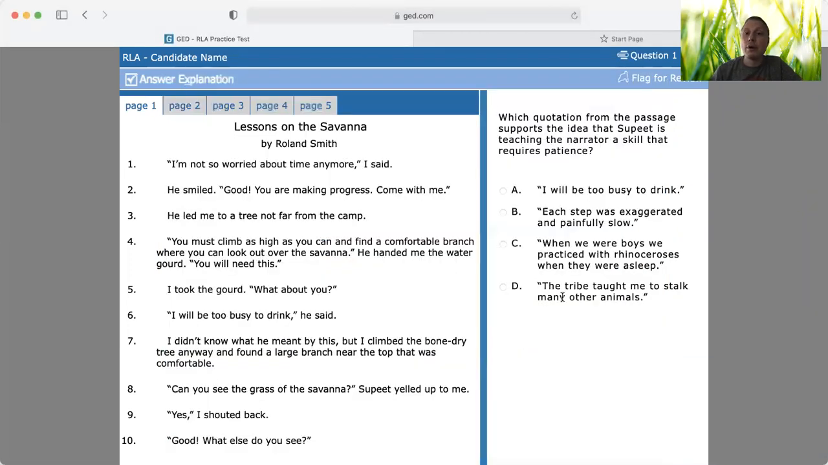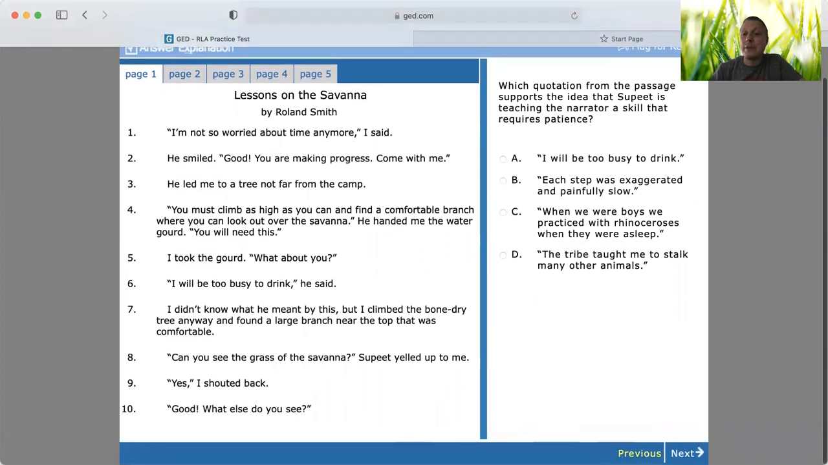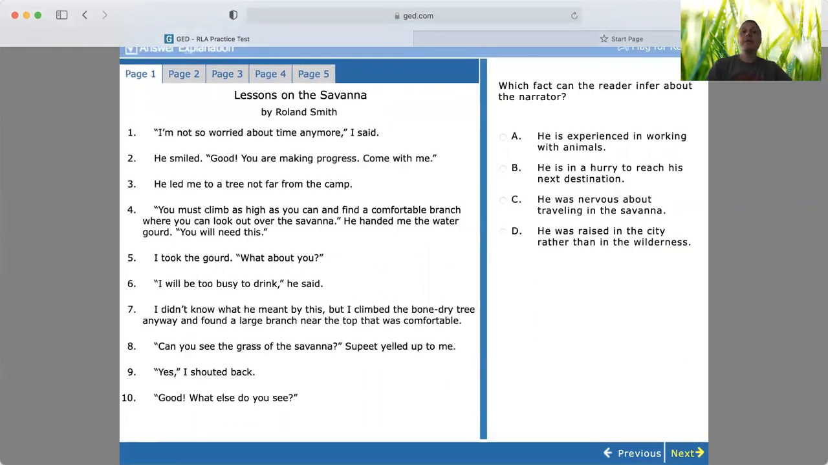And all of that work for one question. So that's why we have to be very careful. But now that we read this passage carefully, we are actually ready to go into the other questions without going back and rereading. So question number 2 says, which fact can the reader infer about the narrator? Now, the word infer means you make an assumption.